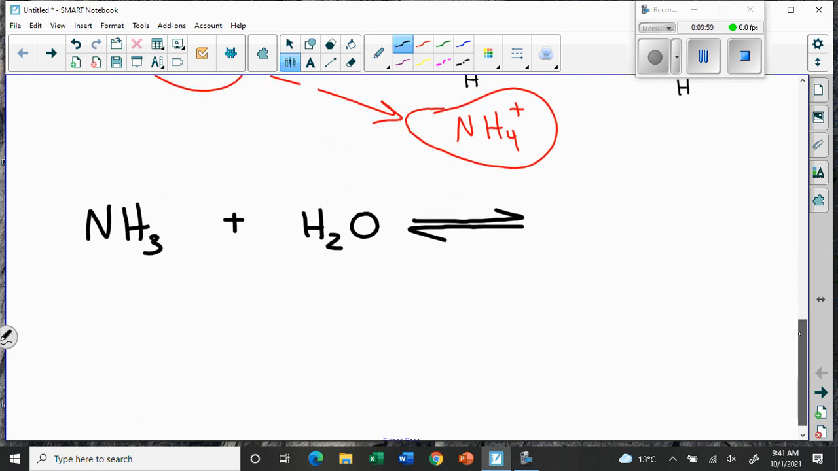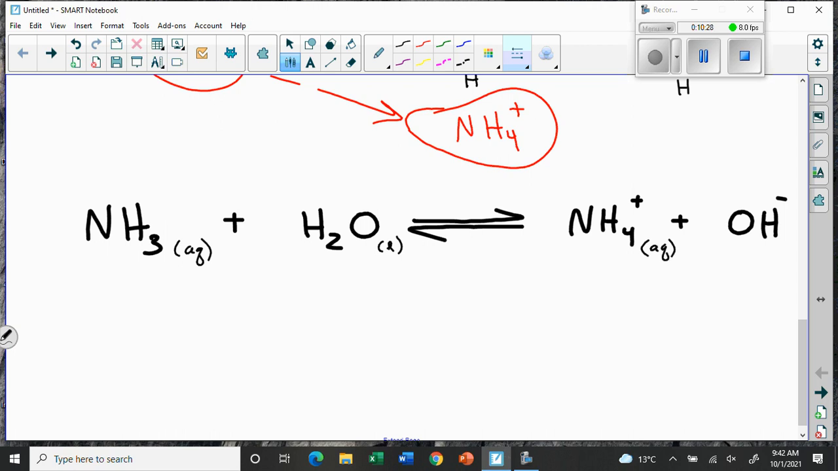But what you get is NH4 plus and OH minus. And of course, all of these are dissolved in the water. So we have to put a little AQ beside each one to show that they are, well, water itself isn't really aqueous. It is water. So usually we put an L for liquid there. But all the other molecules we show are dissolved in water, like that.